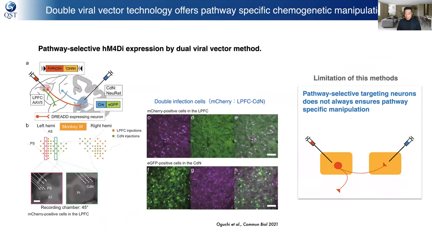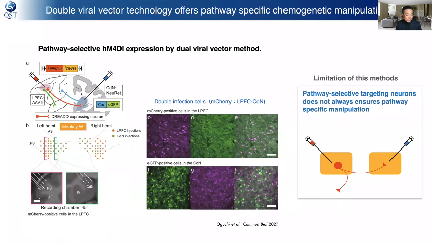Okay, so far I introduced the DREADD manipulation in specific neuronal circuit populations, but you may want to manipulate a specific neural circuit or projection. This can be done using the dual virus vector method, like in this case, Oguchi et al. tried to manipulate the circuit of neurons projecting from the LPFC to the caudate.